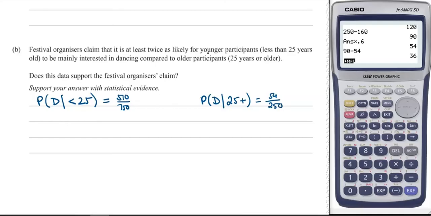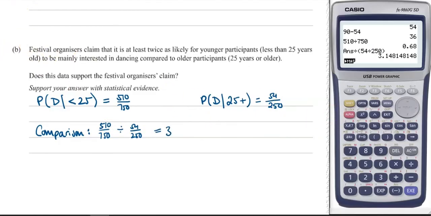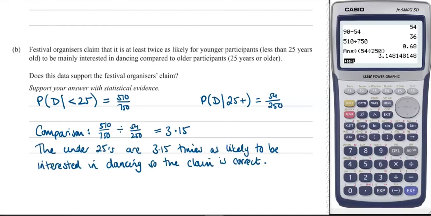Okay, now comparing. So 510 over 750 divided by 54 over 250, because the claim is that this will be at least twice as much. So let's pop that in. That comes to 3.15, which is more than twice as much, so the claim is correct.